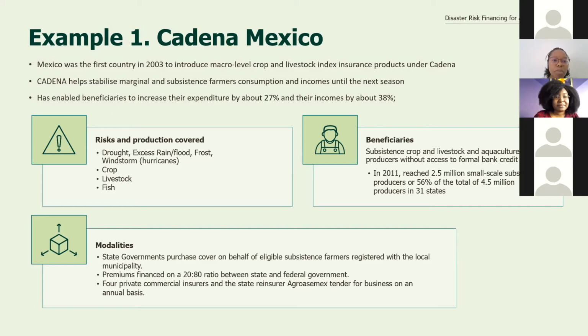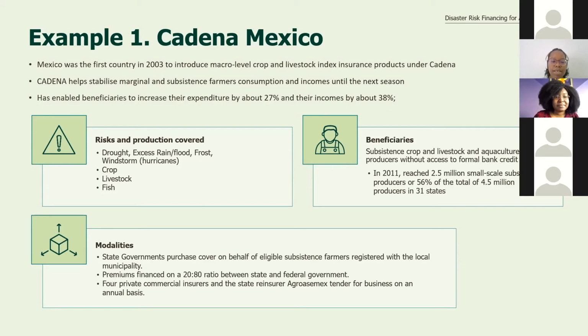Coming to the modalities of the operation of Cadena, we see that it is the state government that purchases the policy. And in order for farmers to be eligible for cover, they need to be registered with the local municipality in their area. Premiums are 100% covered by government. However, this is shared between the state and federal government in the ratio of 20 to 80. In terms of supply of insurance or coverage, this is carried by the insurance market. Both the private commercial insurers as well as the state reinsurer are involved in provision of cover, and it's based on a tender basis annually.